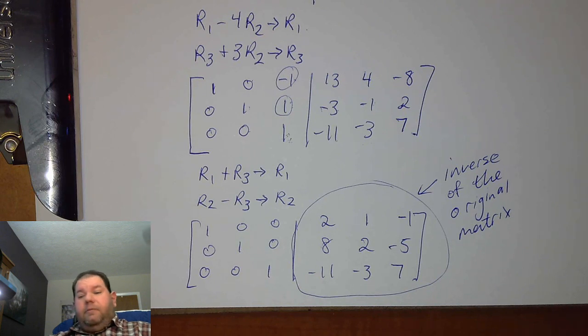That seems to be it, Brandon. That's what was requested. That's correct, Luke. Once we get the left-hand side to be the identity matrix, then whatever is left on the right-hand side is the inverse.